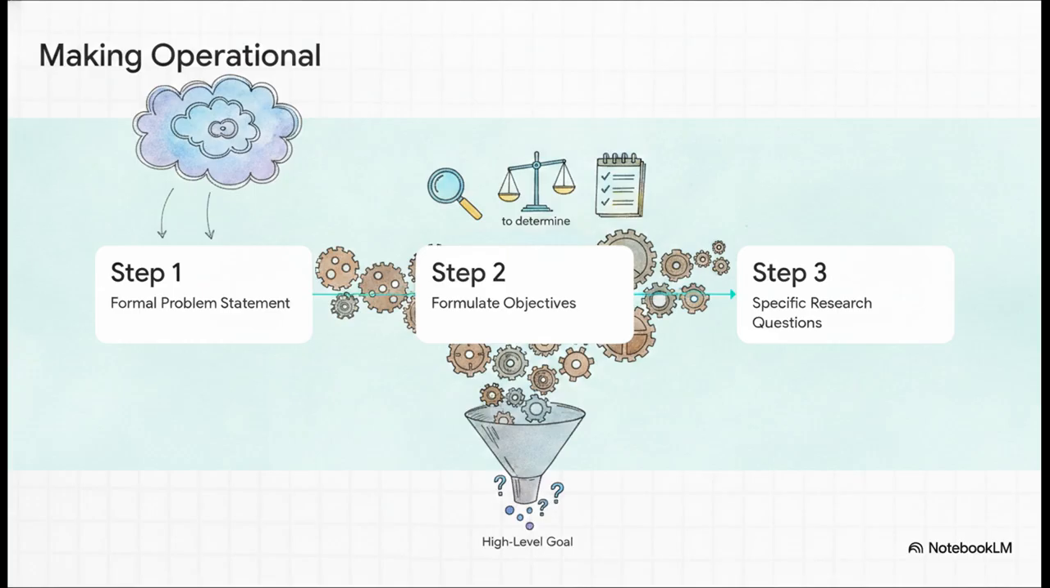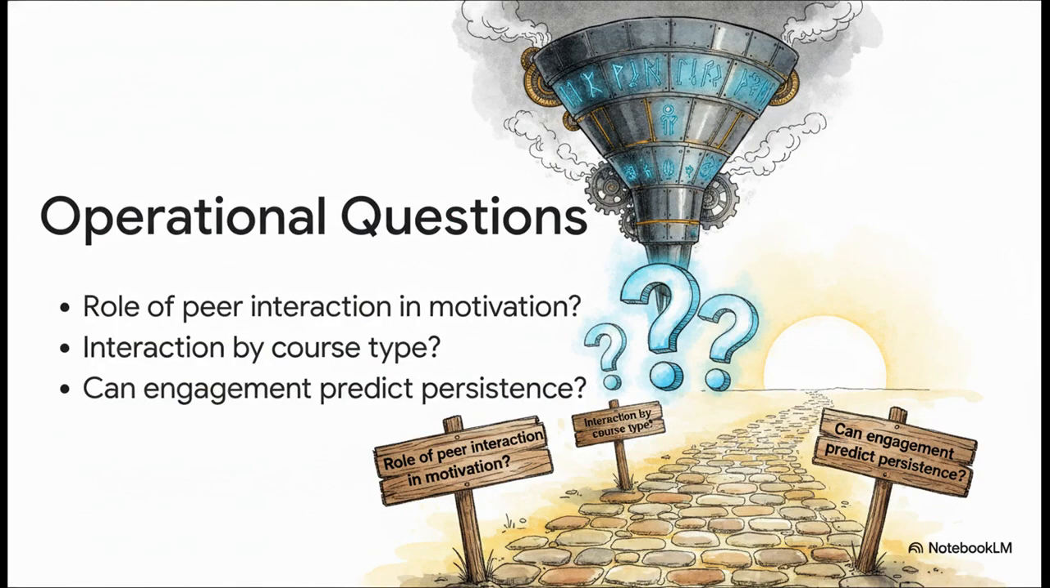Think of this as a funnel. It takes your high-level academic goal and literally turns it into the exact granular questions you are going to try to answer through your data collection and statistical analysis. Returning to our trusty online learning example one last time, let's look at the operational research questions that naturally emerge from that funnel we've been building throughout this whole explainer. 1. What role does peer interaction play in online student motivation? 2. How do levels of peer interaction differ by course type or platform? And 3. To what extent can peer engagement predict persistence in online programs?